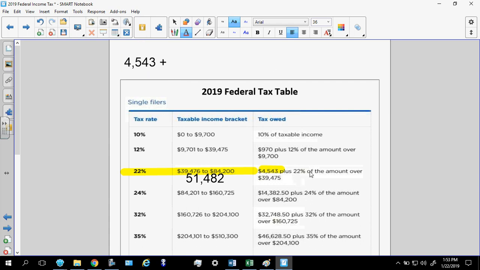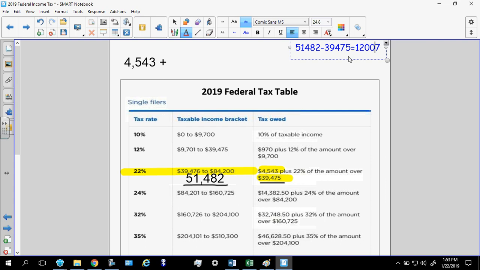It says plus 22% of the amount over 39,000. Now, we're at 51,000, and we need 22% of the amount over 39,000. These numbers are automatically given to us, so it's not like we can manipulate them. Off to the side, I need to figure out how much more 51,000 is than 39,000. So I'm going to do 51,482 minus 39,475, and when I do that, I get 12,007.